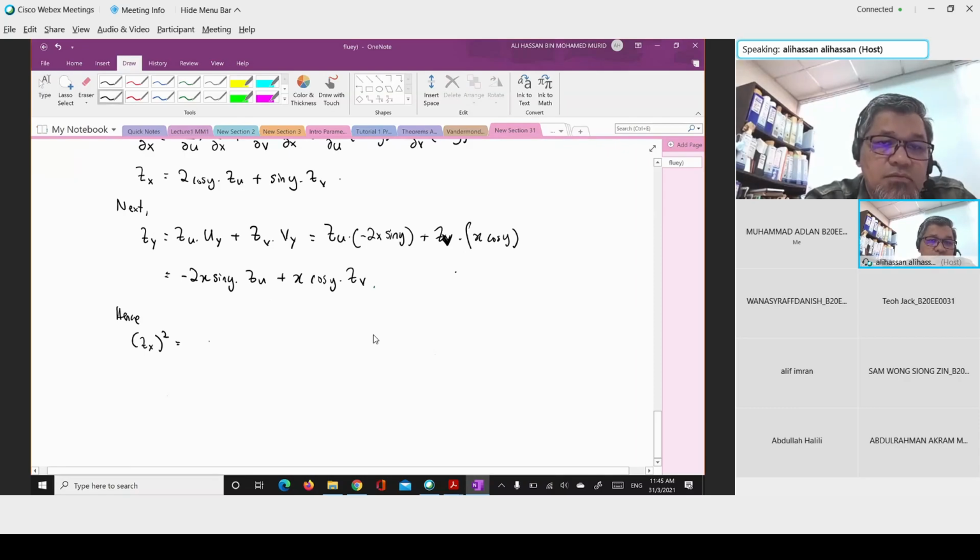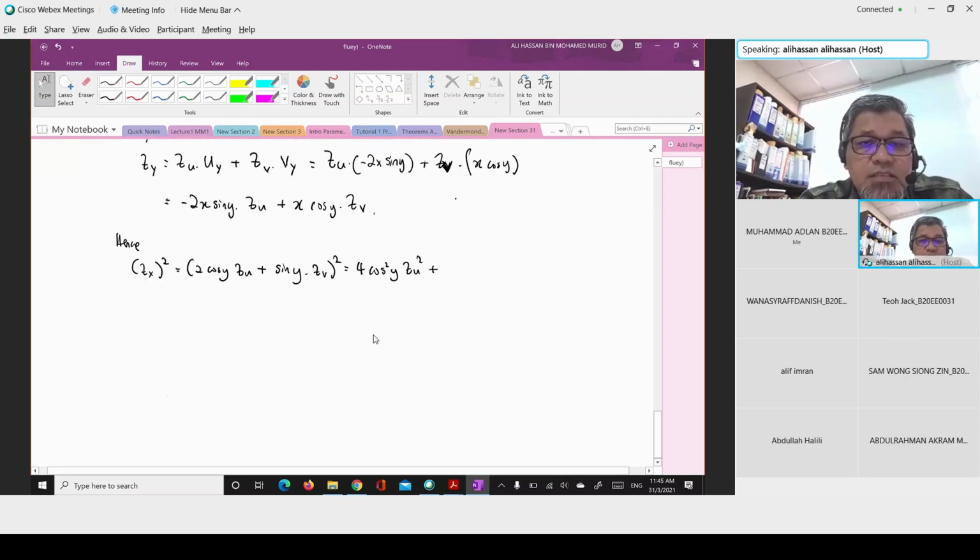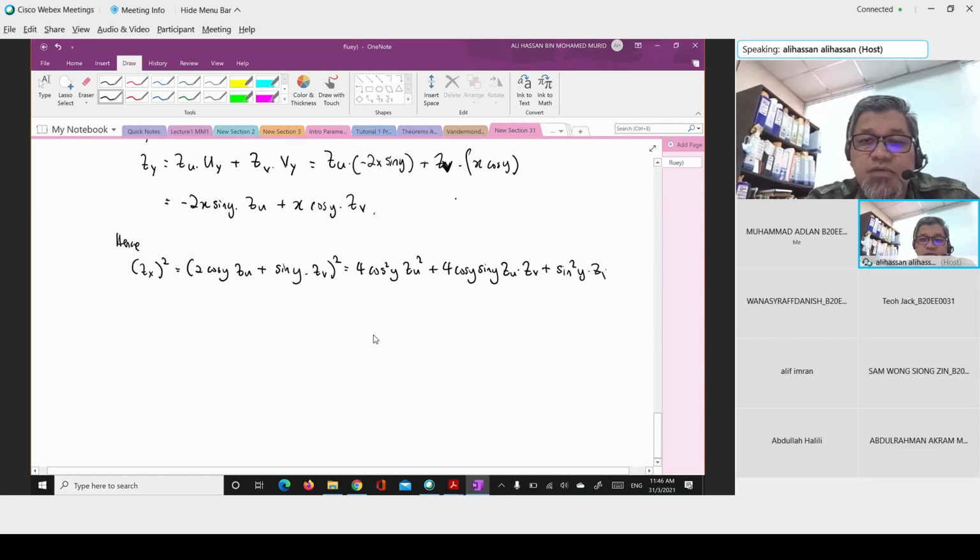This is 2 cosine y z partial u plus sine y z partial v, squared. The square is 4 cosine squared y zu squared, plus 4 cosine y sine y zu times zv, then finally we have sine squared y times zv squared. Okay, so that is the square of z partial x.